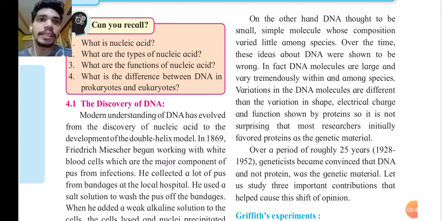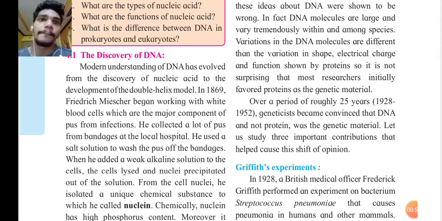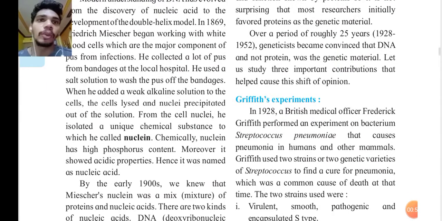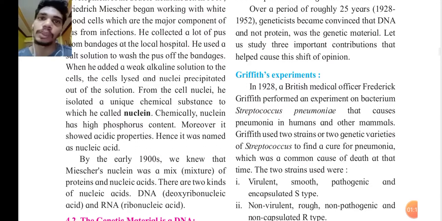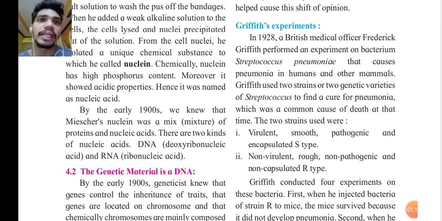So Friedrich Miescher began working on white blood cells, which he collected from a local hospital. He studied them there. What is important here is that he isolated a unique chemical substance which he called nuclein, and chemically nuclein has a high phosphorus content. So what was in the nucleic acid? The phosphorus content was high. Moreover, it showed acidic properties, hence it was named nucleic acid. See, it has acidic properties, that's why it's named nucleic acid.